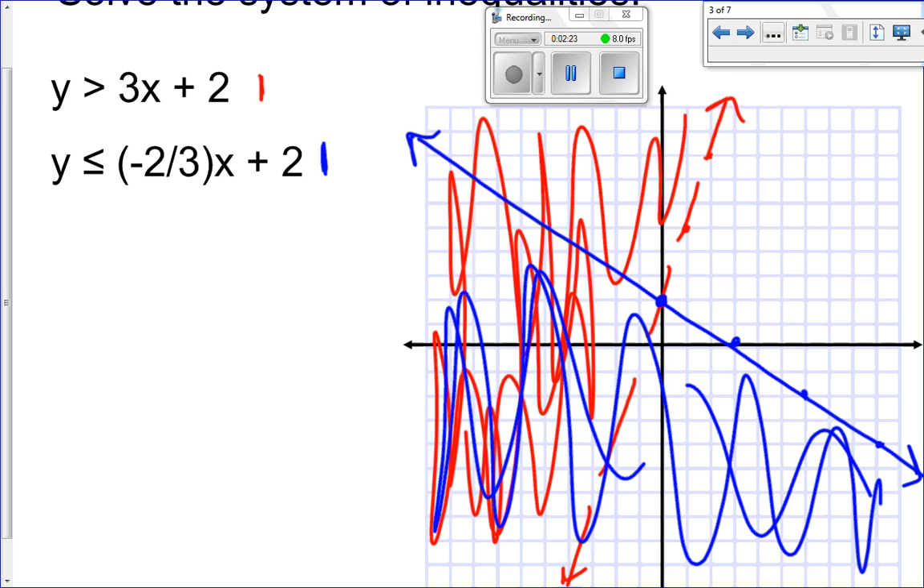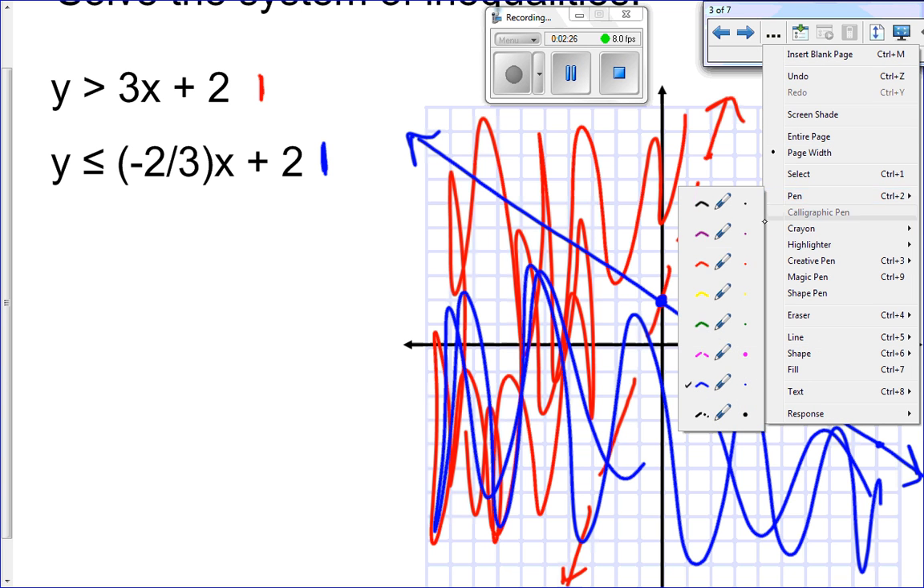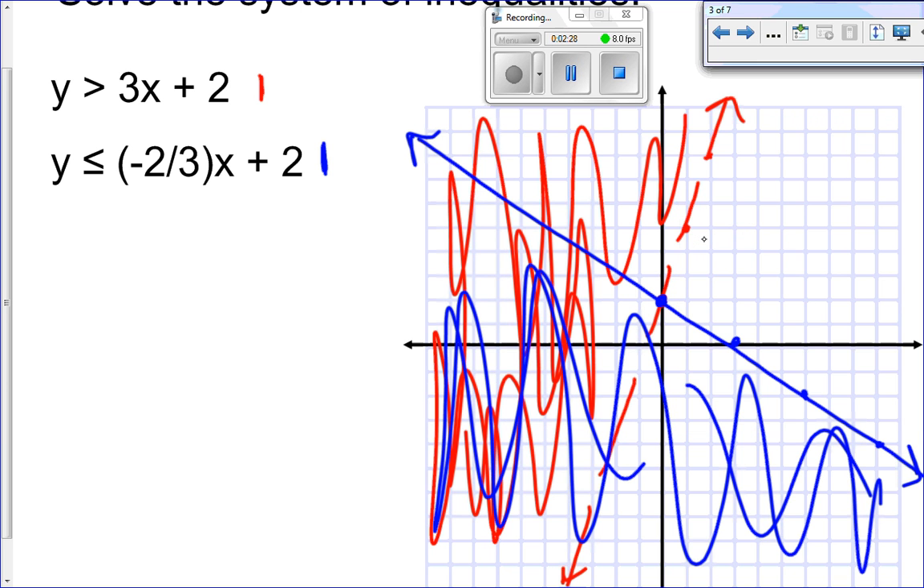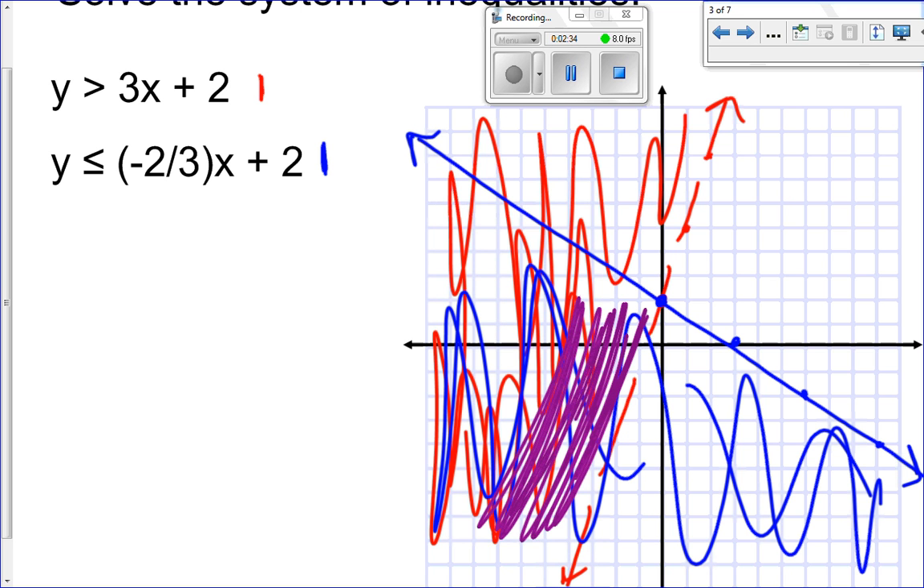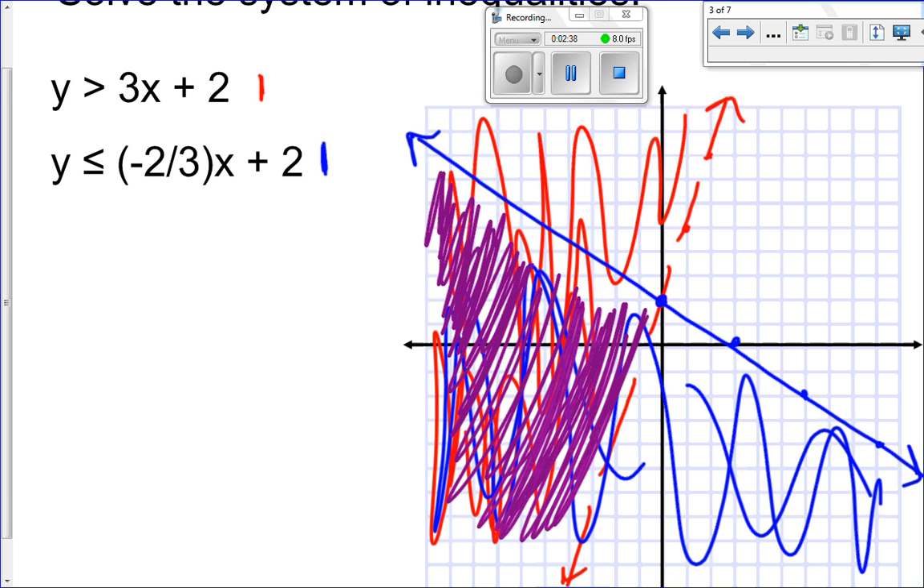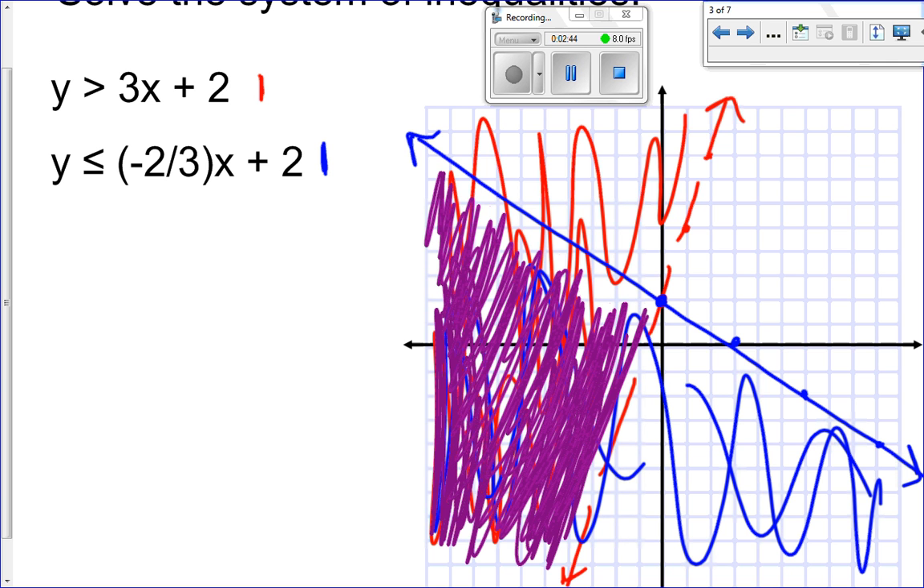And so the solution I'm going to do in purple, because if you mix red and blue together, it gets purple. It's right where the two areas overlap. So I'm going to color in the area where they overlap in purple. Any point in this purple area is a solution to these inequalities. And you can test that with any of the points.